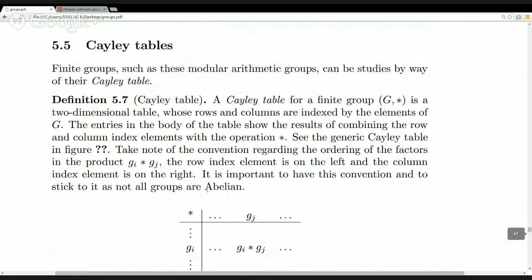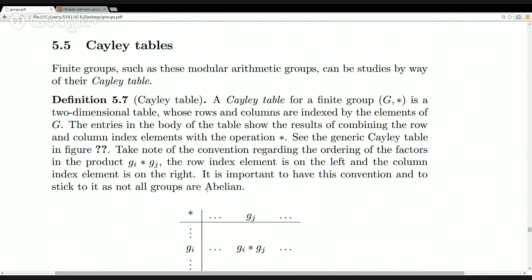Here, for instance, there's an example Z5. Well, let's do another one. Let's do Z5 plus. There's an example of Z4 plus in the book, but let's look at Z5 plus. The Cayley table for this is a table where you list the elements of the group as row and column headings for the table. And in the interior of the table, you put the result of the operation.